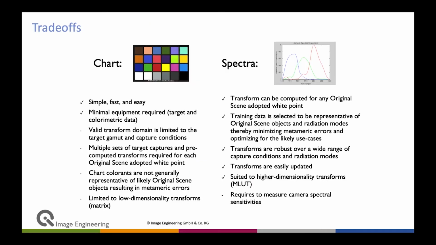So what are the trade-offs? The chart-based approach, yes, it is simple, fast, and easy. You need a color checker or a color target, some lighting, and you can do that. For a simple approach, in academia and so on, you can do that. But of course, if you want to create a high-end device or a proper device, that might not be suitable, because how you create your transform is basically limited to the gamut of the target that you used and to the capture conditions.